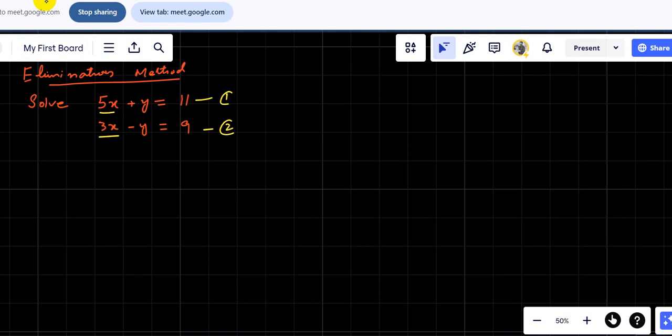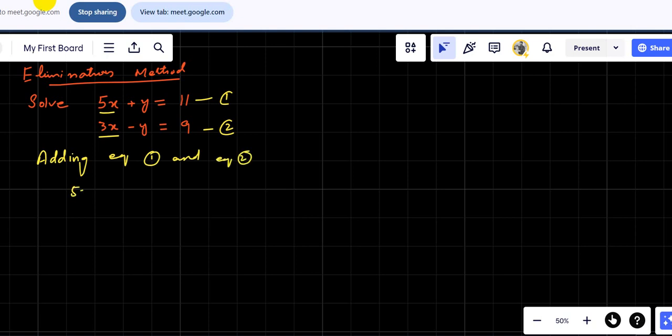The first step was to target the variable whose coefficients are the same. Then if that variable has the same signs, we need to subtract the equations. If the variables have opposite signs, then we need to add the equations. In this question, the signs of y are opposite, so we add equation 1 and equation 2.